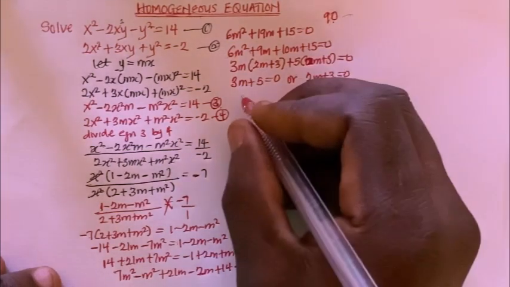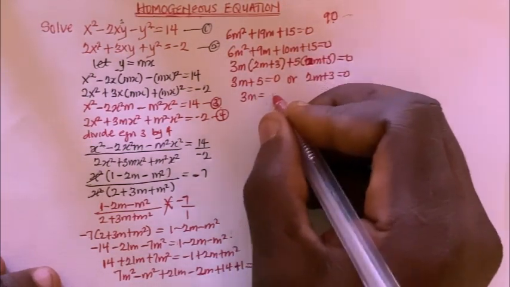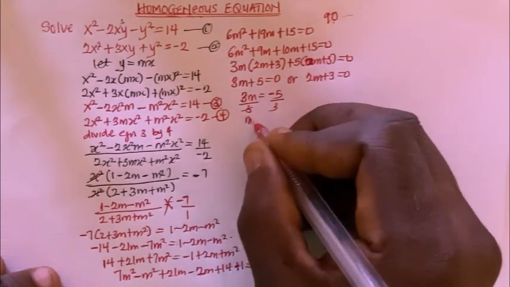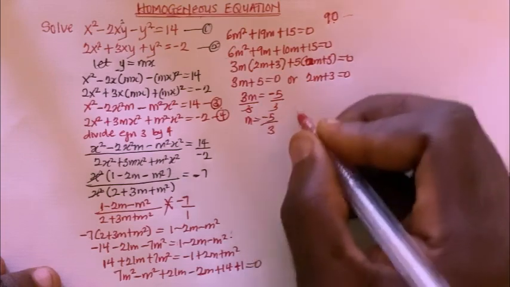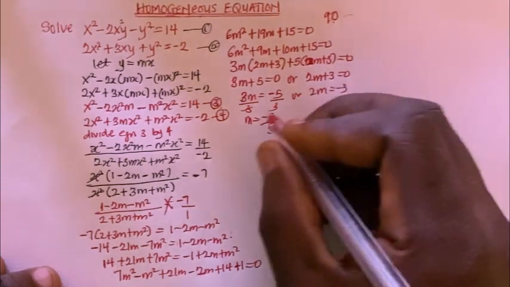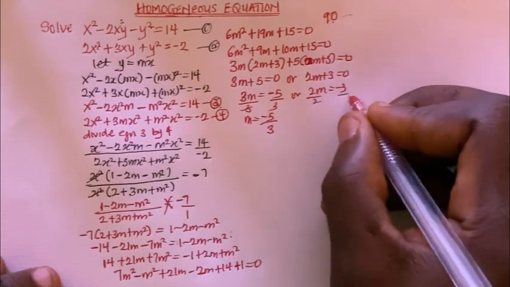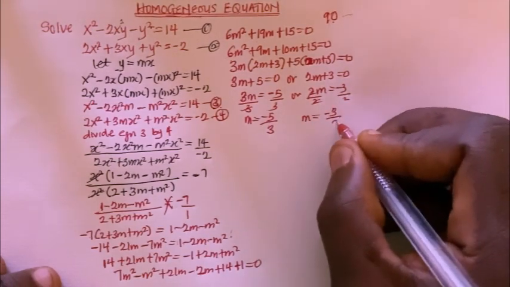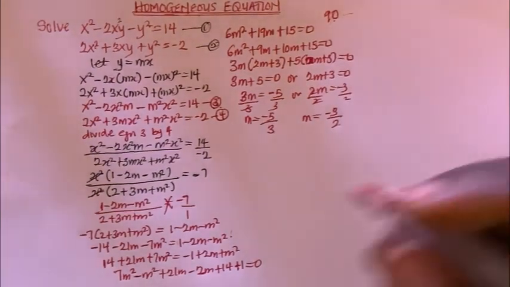So therefore, in this case, I'm going to have 3m equals minus 5. Then divide both sides by 3, and I'm going to have m equals minus 5 divided by 3. Or you have 2m equals minus 3. Then divide both sides by 2, and you're going to have m equals minus 3 divided by 2. So now that's just the first case.